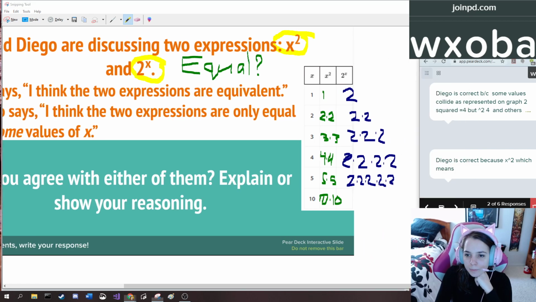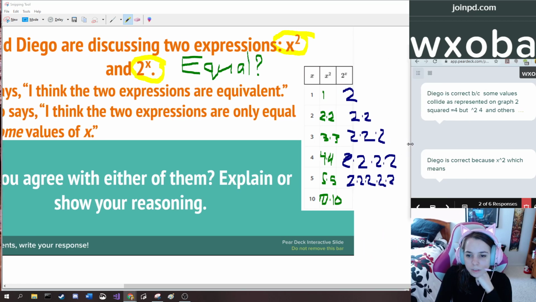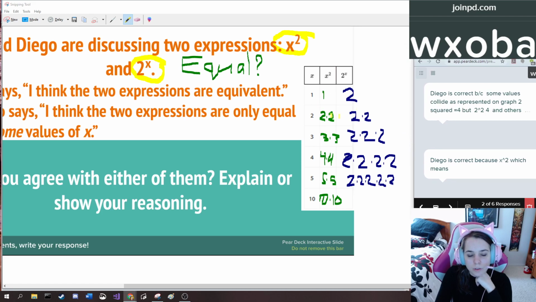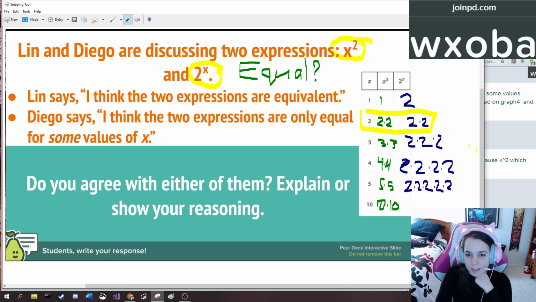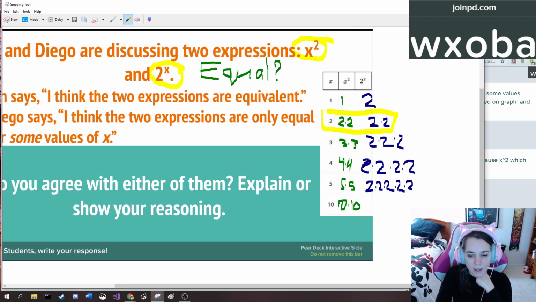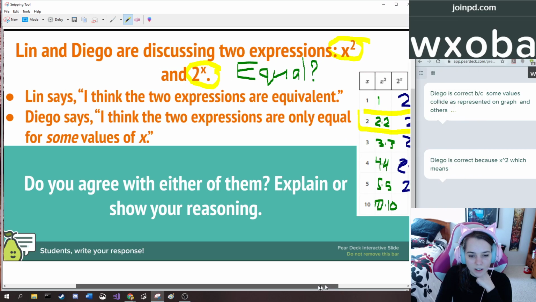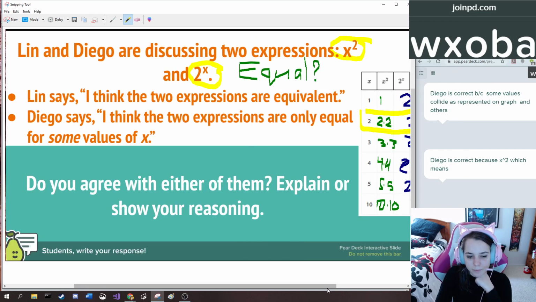So if we're looking at this, clearly 1 squared is not the same as 2 to the power of 1, because this is equal to 1 and this is 2. However, 2 squared is the same as 2 to the power of 2. Okay, so we can see here that they are the same.